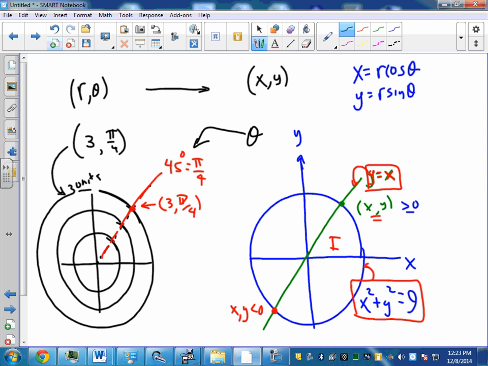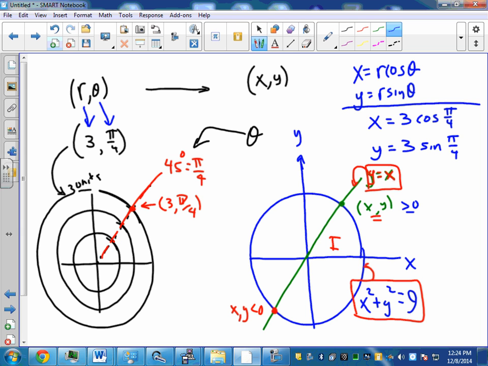So let's see. In this example, we're given r. R is equal to 3. Here's r, 3, and we're given theta, pi over 4, and that's a standard angle. So x is going to be r cosine of theta, pi over 4, and y is going to be r sine of theta, pi over 4. And because we know the sine and cosine of pi over 4, right, that's one of our unit circle things that we've memorized, we can easily write down the xy coordinates for this point.